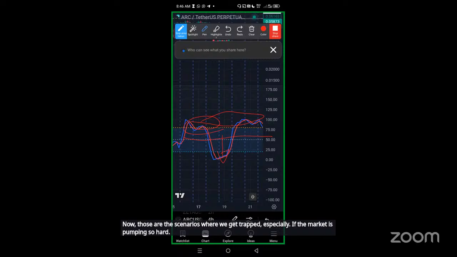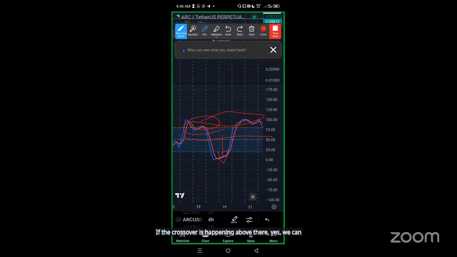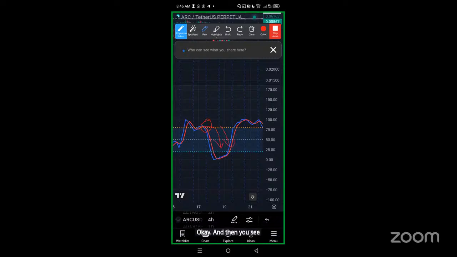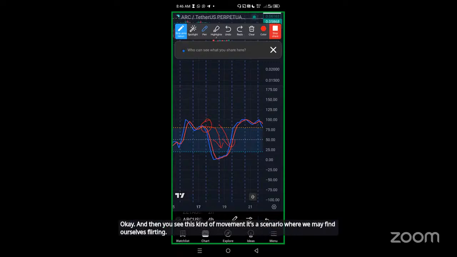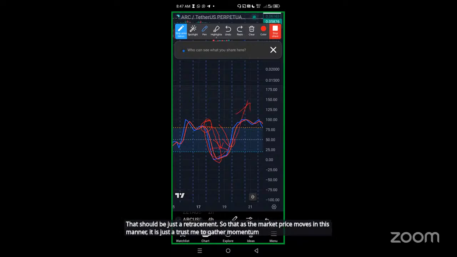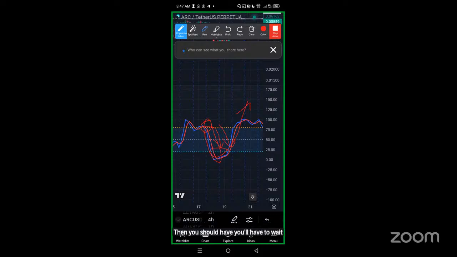If the crossover is happening above there, yes, we can enter and take some profits, but along the way, there's a likelihood that when this crossover happens and then you see this kind of movement, we may find ourselves floating in a loss. What you should be praying for in that instance is that it is just a retracement, to gather momentum for another movement. But should it be a reversal, then you will have to wait for some time before the price can come back in your favor.